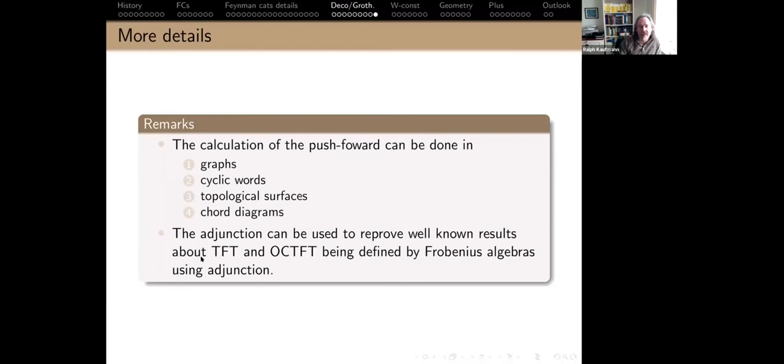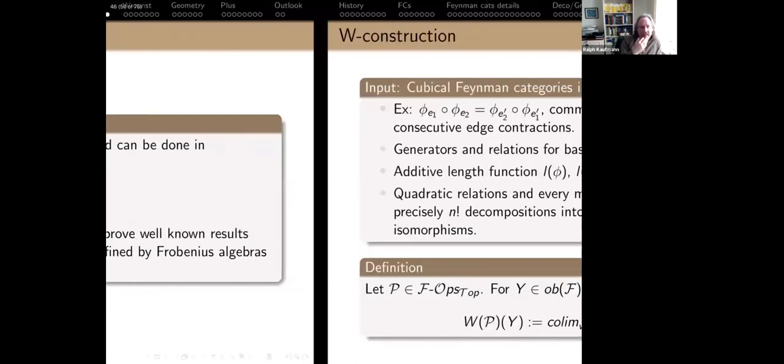If you like field theory, you get a nice adjunction. It tells you that TFTs and OCFTs are defined by Frobenius algebras, which are either commutative or non-commutative. So that's an immediate consequence of that.